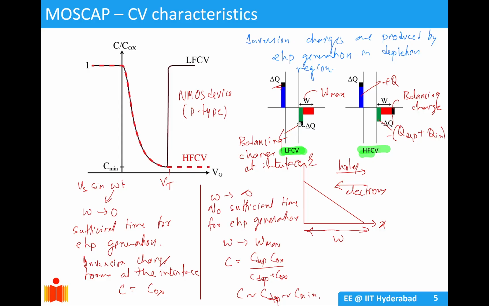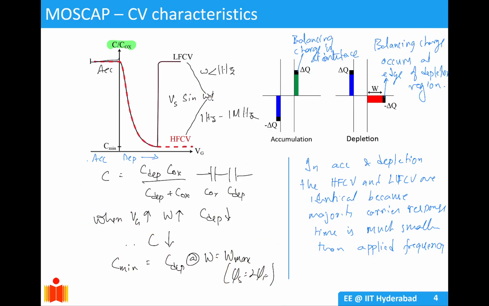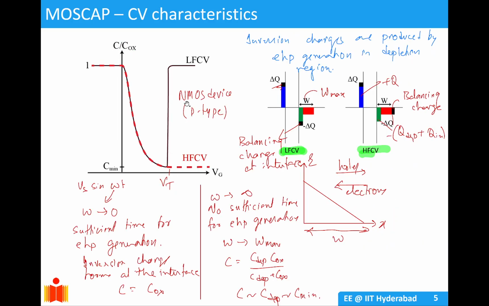What happens here is that the response time of minority carriers is very slow. So if you apply your omega AC frequency at very low frequencies, which are basically less than 1 hertz, then instead of the depletion region, your inversion charges will respond to your AC signal, and hence there will be no change in the depletion region.